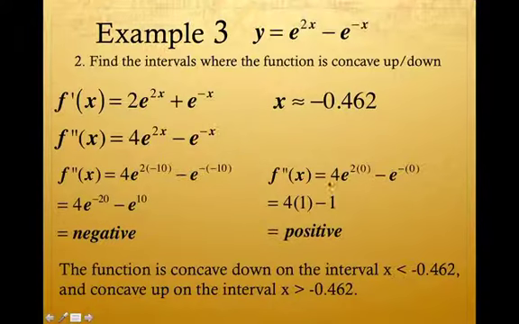What's going to happen to the right of this point? I picked 0 because that's going to be super easy. I've got 4 minus 1, which is a positive number. So all the numbers to the right are going to yield some sort of positive value for f double prime, and that corresponds to concave up. So it's concave down here, concave up there, and that makes this a point of inflection, because f double prime, where it's equal to 0, changed signs.